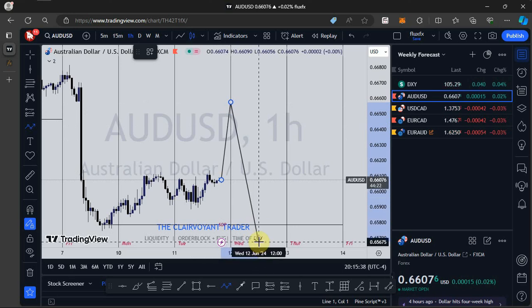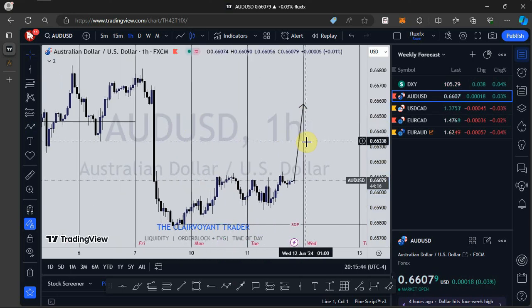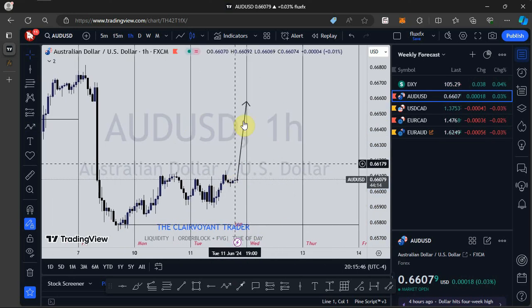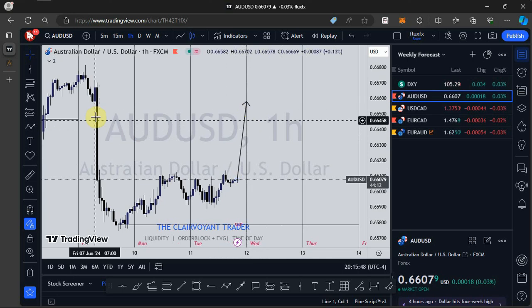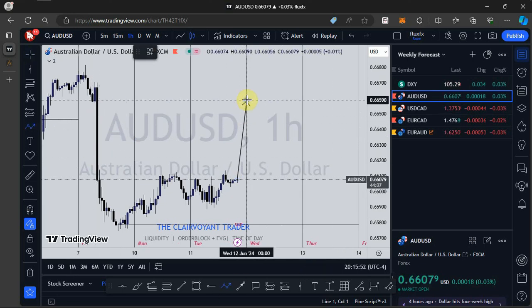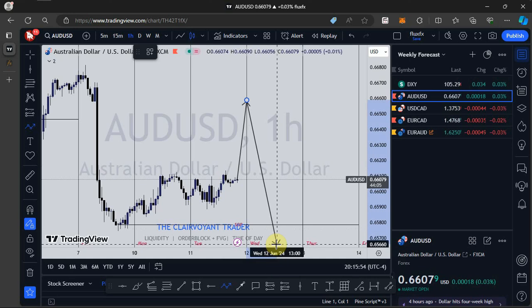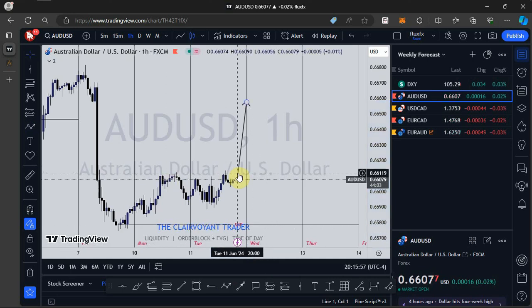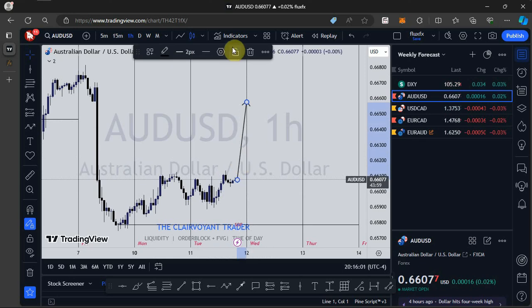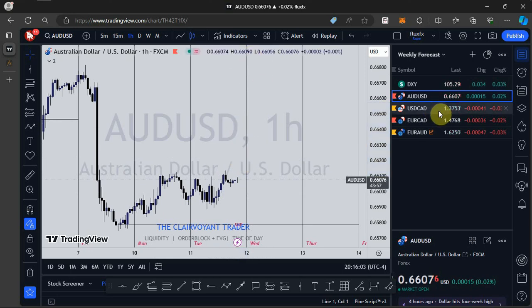So going into Wednesday, that is going to be my expectation. I want to see price push up to fill up the impulse move that was created on Friday. Then finally we see a push to the downside. So that is going to be my expectation so far as AUD/USD is concerned. That is just that for AUD/USD. Let's look at what is happening on USD/CAD.